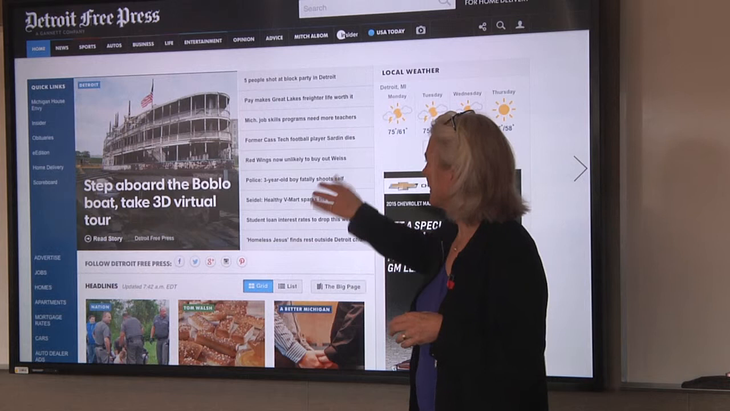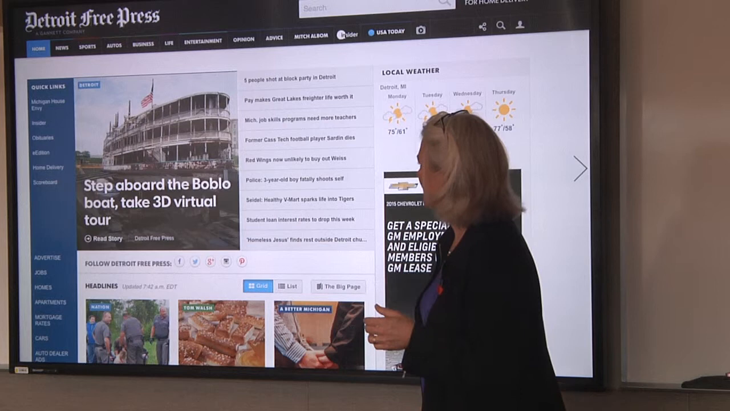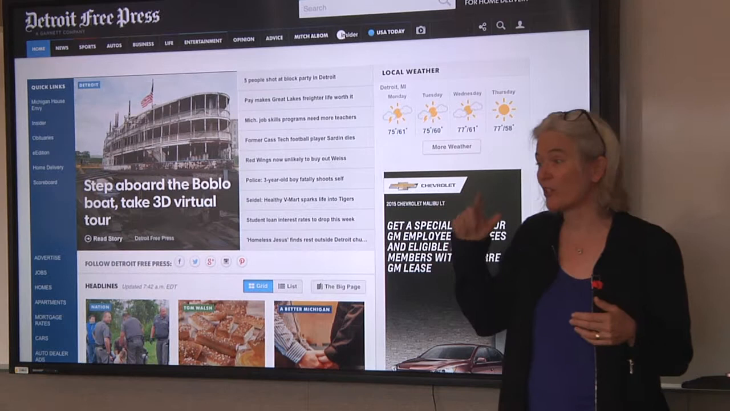This Bobolo boat is in decay, but a nonprofit in New York has purchased it to renovate it and put it on the Hudson. So we did a 3D virtual tour of it.